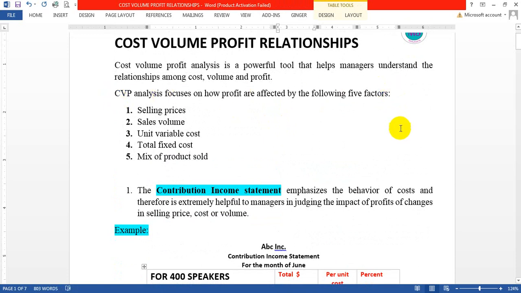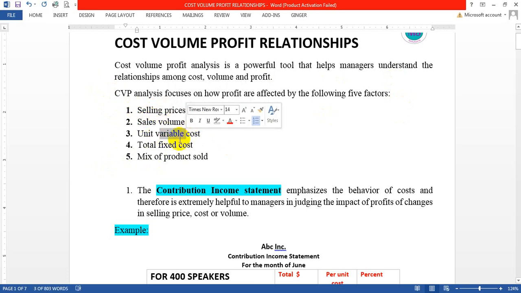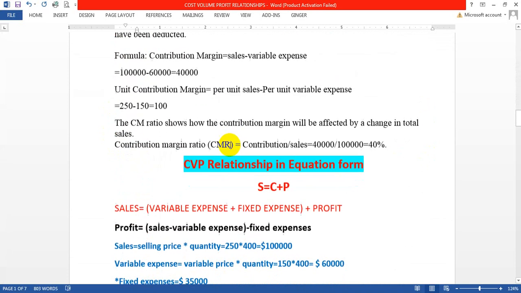This point, CVP analysis focuses on how profit is affected by the following 5 factors. This is another file which is provided to you with the name of some applications of CVP concepts, where I have changed the selling price, the volume, the unit variable cost, the fixed cost, and the product sold. So you will get to know very easily with the examples, especially in calculation terms, how its effect is on profit, right? And it's the end of the basics, right?